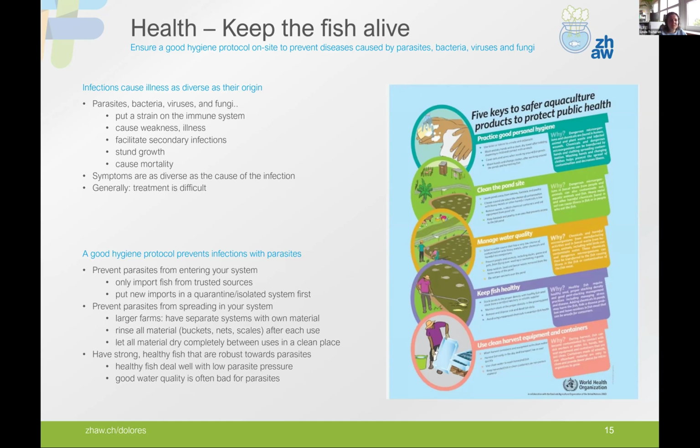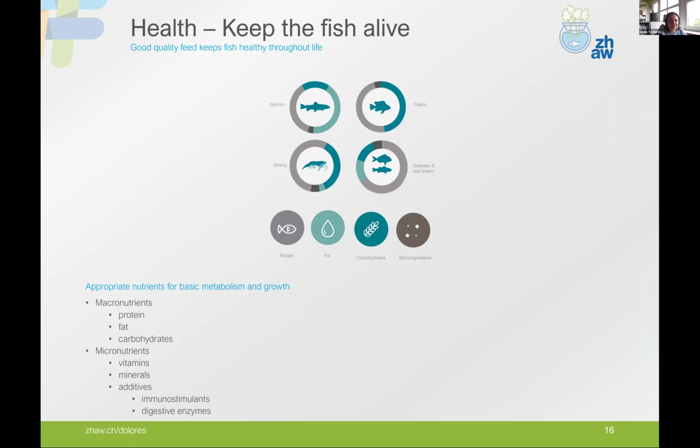The next most important thing is good food quality. I know it's not always easy to get a food where you know where it comes from and what the ingredients are. It does matter for the fish. They need their macronutrients: protein, fat, and carbohydrates. And usually in artificial feeds, vitamins and minerals are added, and sometimes other additives like immunostimulants or something that helps them to digest the feed a bit easier.